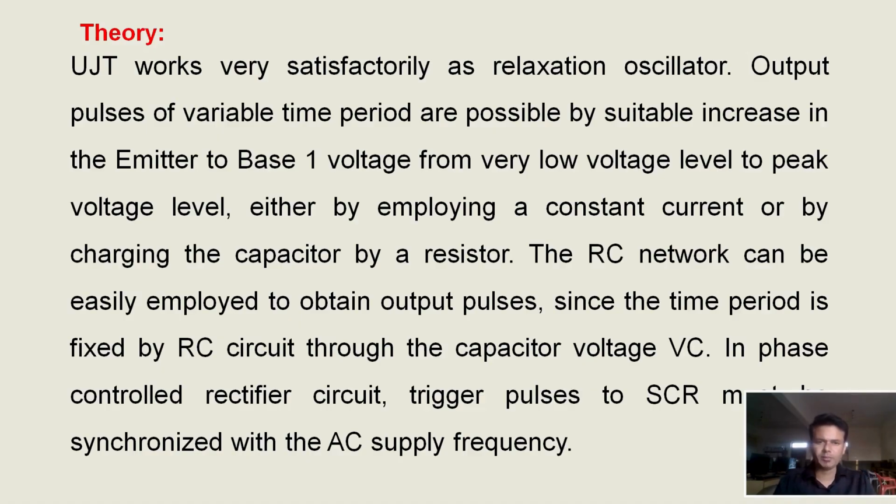Output pulses of variable time periods are possible by a suitable increase in the emitter to base voltage from a very low voltage level to the peak voltage level, either by employing a constant current or by charging the capacitor through a resistor. The RC network can be easily employed to obtain the output pulses. Since the time period is fixed by the RC circuit through the capacitor voltage VC, the control rectifier circuits trigger the pulses to the SCR by synchronizing with the AC supply frequency.